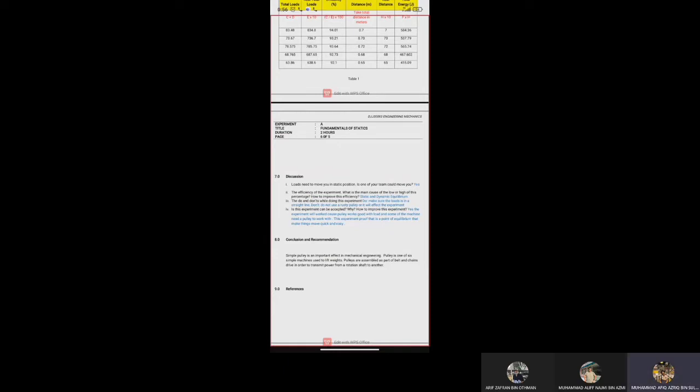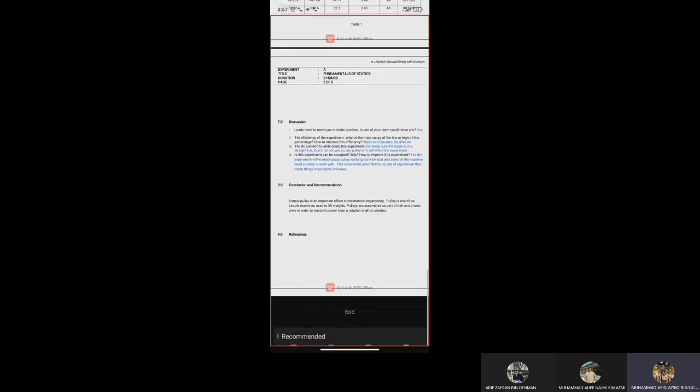Number 3, the do and don't while doing the experiment. 2. Make sure the rope is in a straight line. 4. Do not use a rusty tool or it will affect the experiment. Can the result of this experiment be accepted? Why? How to improve this experiment. Yes, the experiment works well with load, and some machines need this experiment to work. That is a point of equilibrium that makes things move quickly and easily.